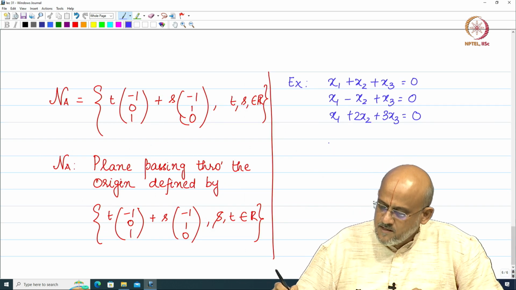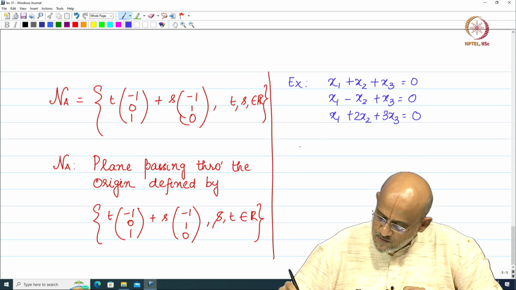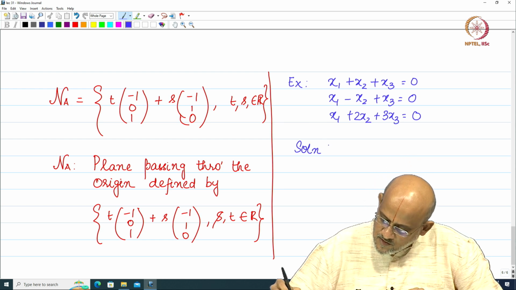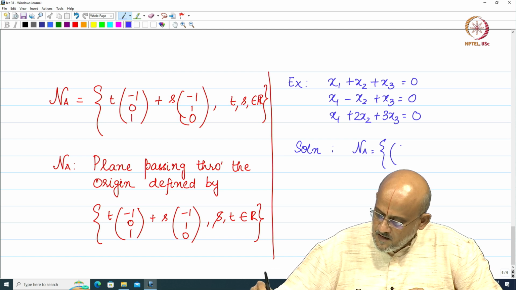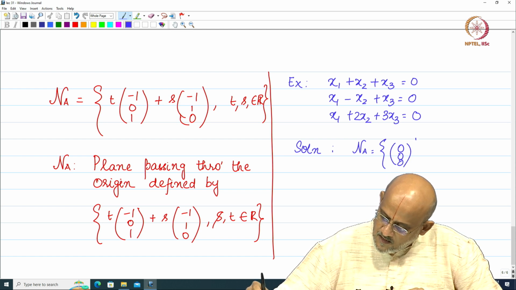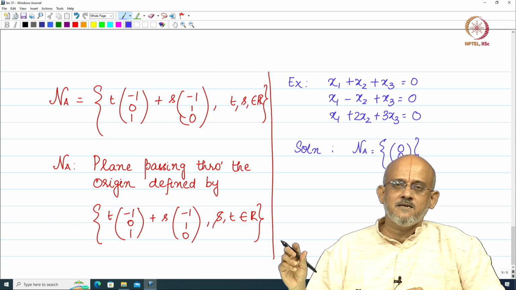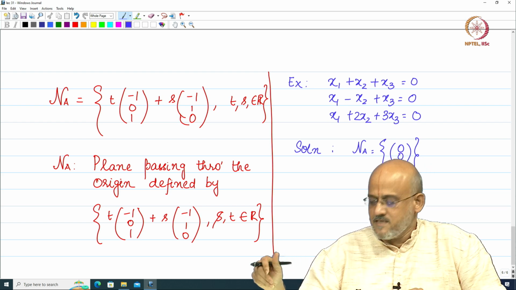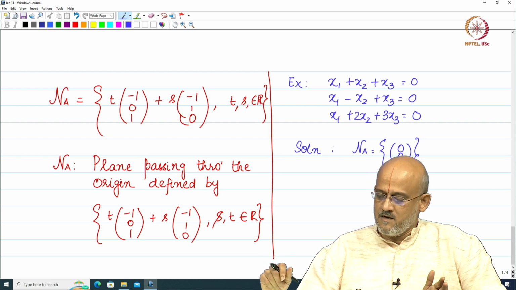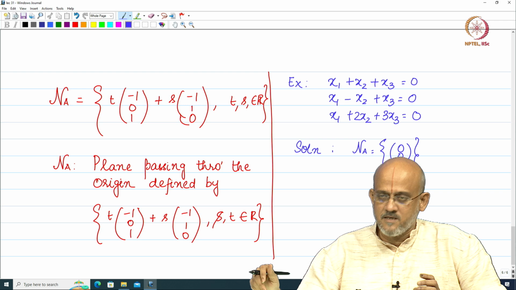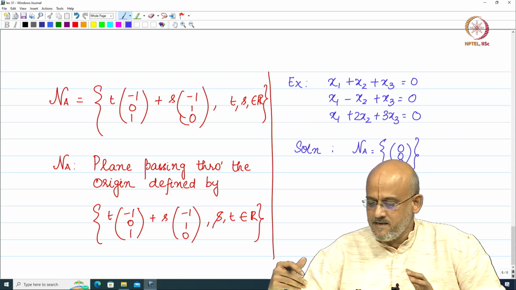If you try to look at this, the only solution to this is NA equal to just the 0 vector. This is again a subspace of R3, is that right? This is just that subspace which contains only the zero vector, the trivial subspace. So the set of solutions for this homogeneous system of equations also forms a subspace, be it in 2D or be it in 3D, we are able to figure it out.